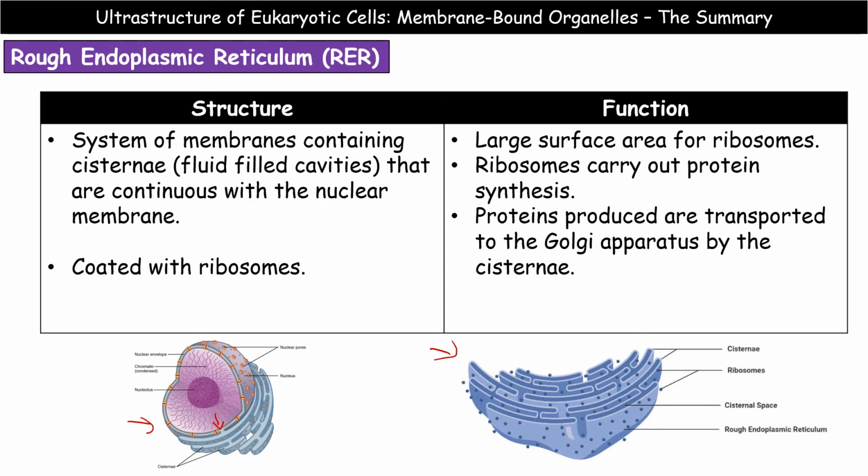In terms of function, it's got a large surface area, and that means there's plenty of sites for ribosomes to be attached. The ribosomes are going to be incredibly important because this is where protein synthesis is going to take place. So our rough endoplasmic reticulum is able to synthesize those proteins. Once they've been produced, they're then transported to a different region of the cell called the Golgi Apparatus, and the way that they're transported is through those cisternae. And you can see it's like a little grid network where you can just travel through them.